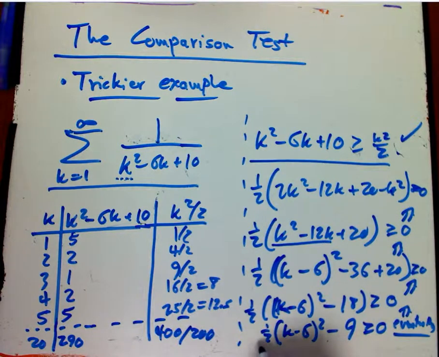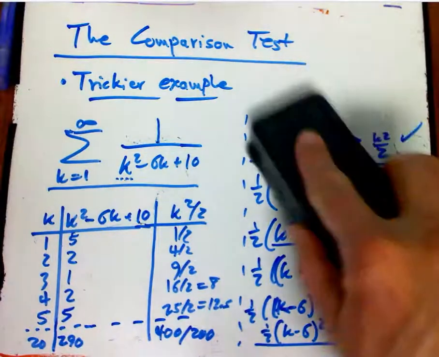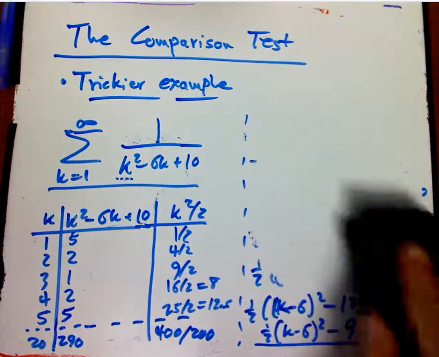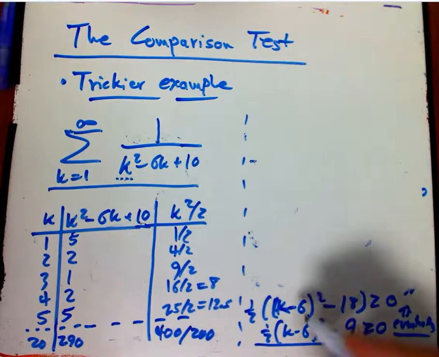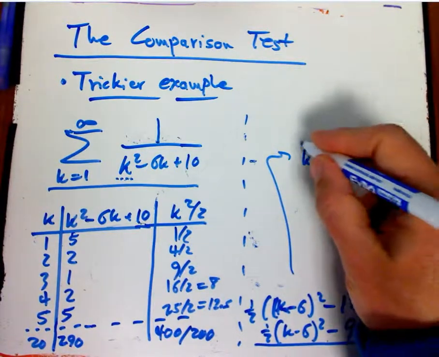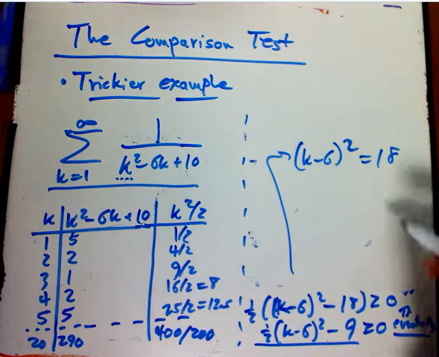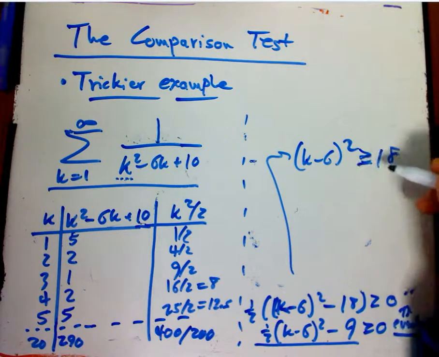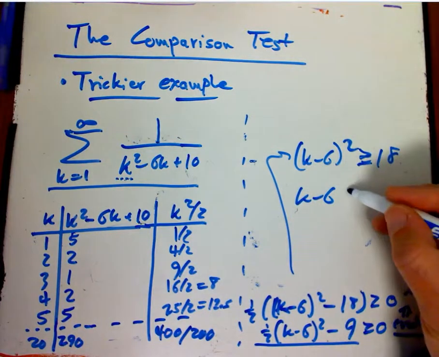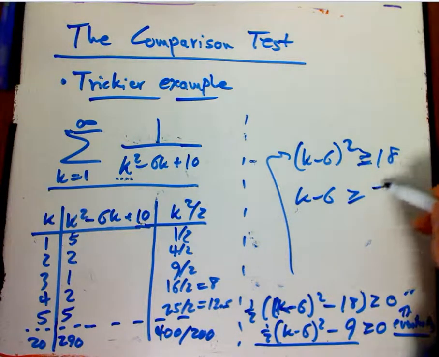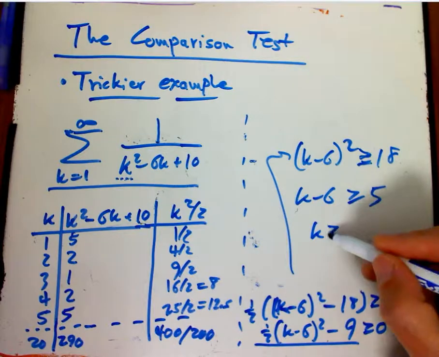Okay, so let's just verify that this really actually has some breakpoint where eventually this is going to be greater than or equal to 0. Well, let's just figure out where it equals 0. Where would that equal 0? It'd be where k minus 6 squared equals 18. Okay, so that's not quite exact. So we really want it to just be greater than or equal to 18. Or k minus 6 is greater than or equal to 5, so we're going to have k greater than or equal to 11.